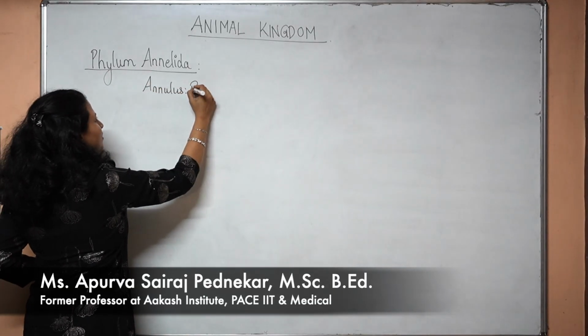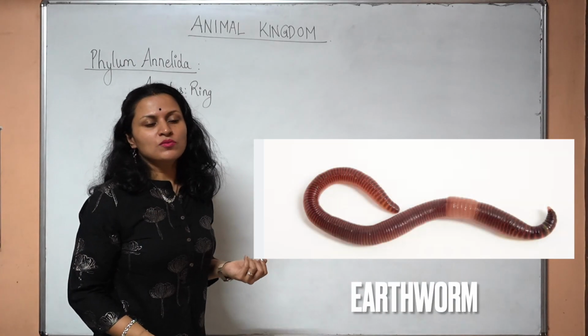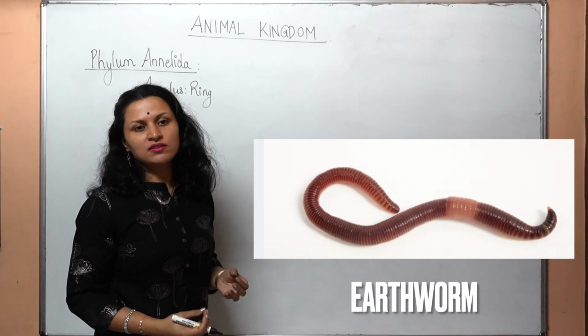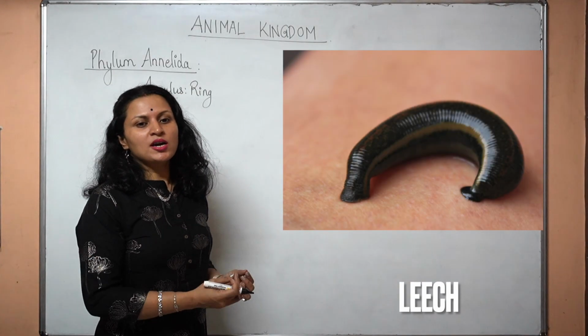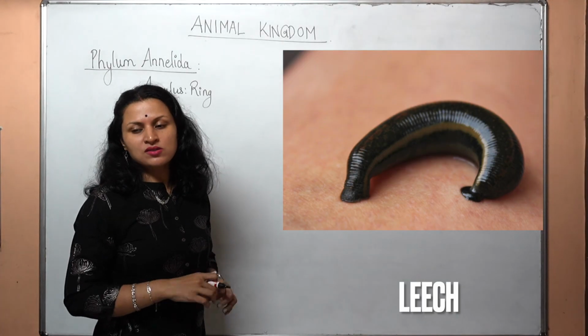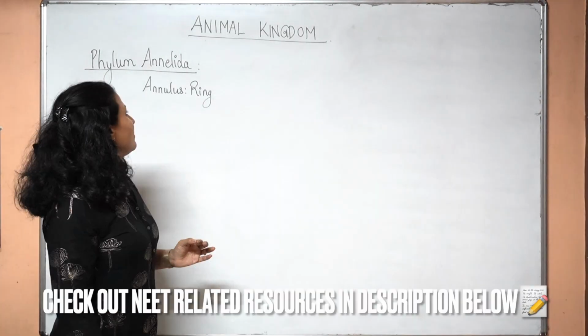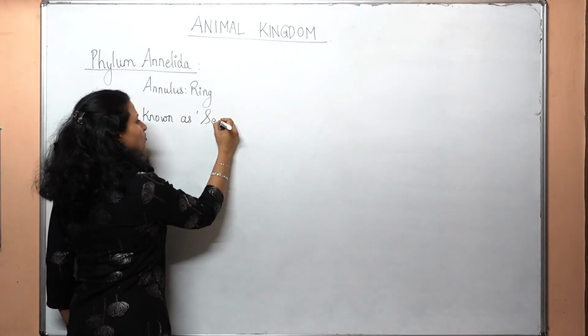Students, let us start with a new phylum, Phylum Annelida. Annulus means a ring. What is so ring-like about these worms? The common worms that belong to this phylum are earthworm and leech. If you look at the body of an earthworm or a leech, you will find that they have peculiar ring-like structures on their entire body, which are called the annuli, and that's why they are called Annelida. Also known as segmented worms.